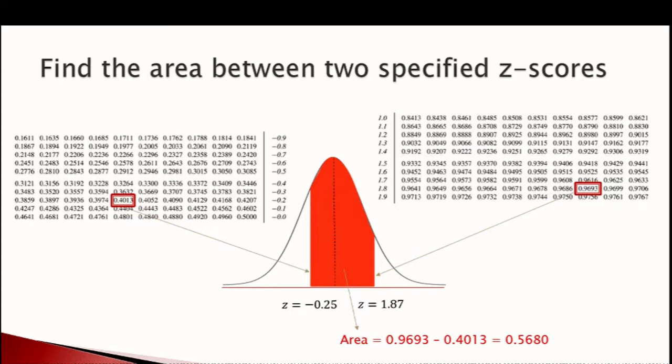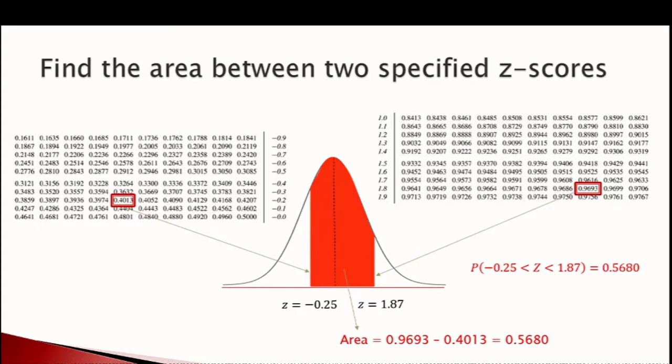0.5680. So here, the probability of the variable z having values between negative 0.25 and 1.87 will just be the difference of those two values you just found, 0.5680. Not too bad, right?